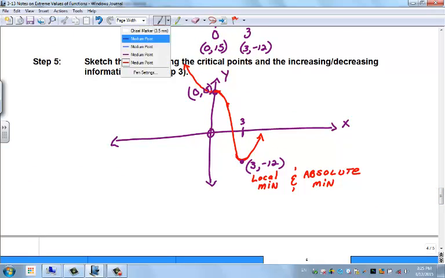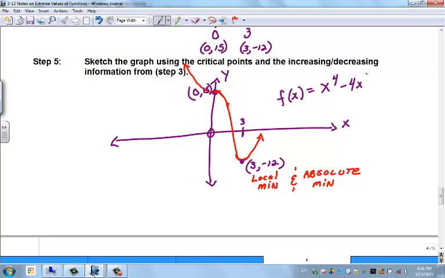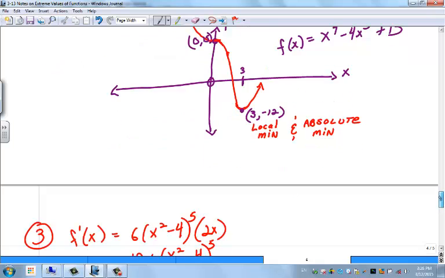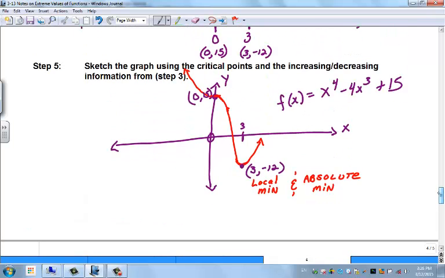Of course, we need to label our graph here. f of x is equal to x to the 4th minus 4x cubed plus 15. We have our points labeled. And that's it, kids. So hopefully that helps you with the curve sketching portion of the worksheet.